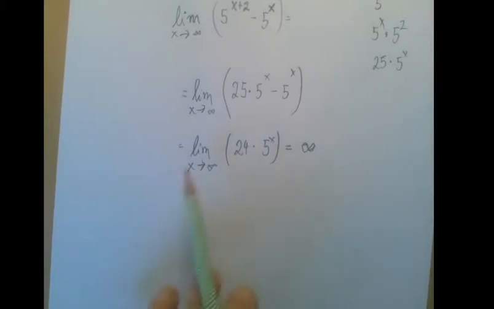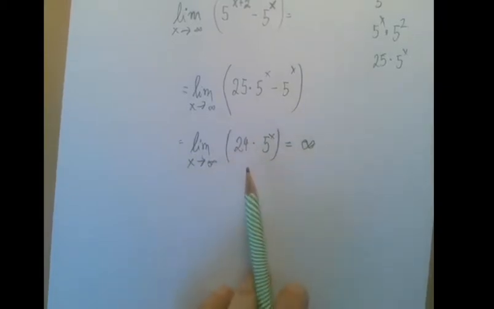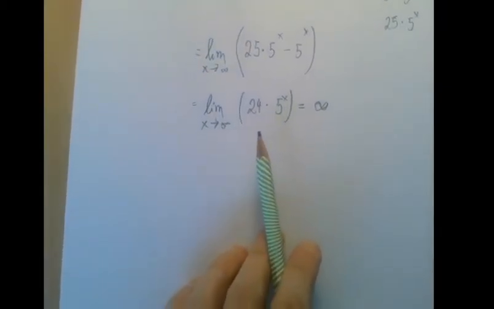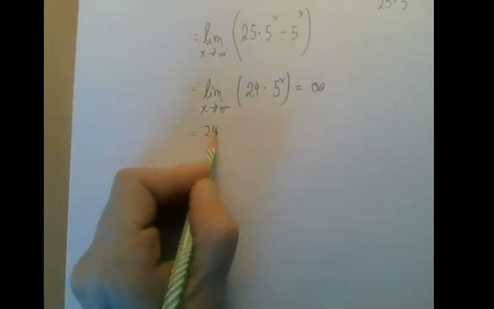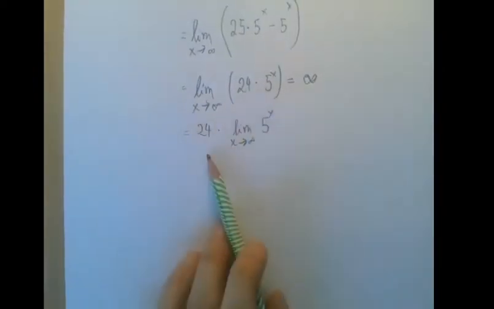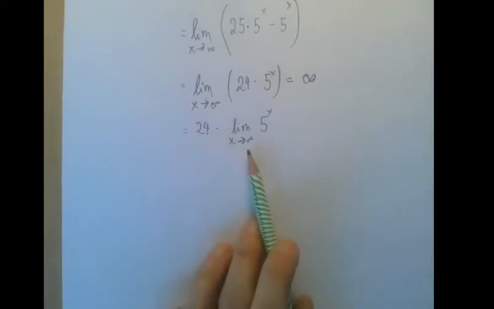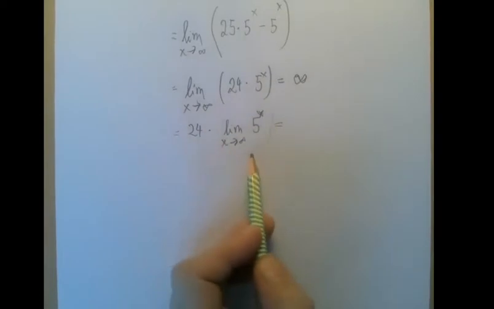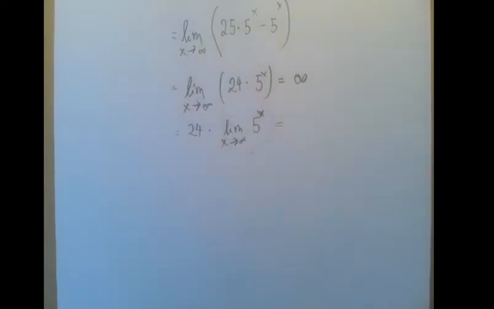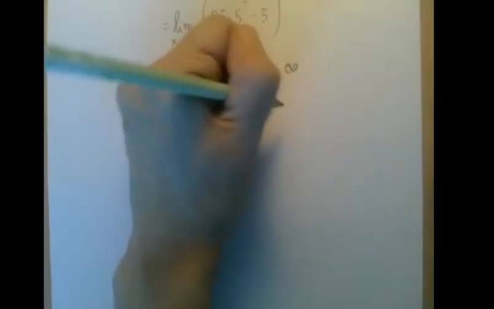To go rigorously, we would use the constant multiplier rule and say that this limit is the same as 24 times. So that's the constant multiple rule in limits. And now this here approaches infinity. We multiply it by 24, that's even more. So the answer is infinity. So last time we have seen other examples, so I'm not going to repeat all of them today.